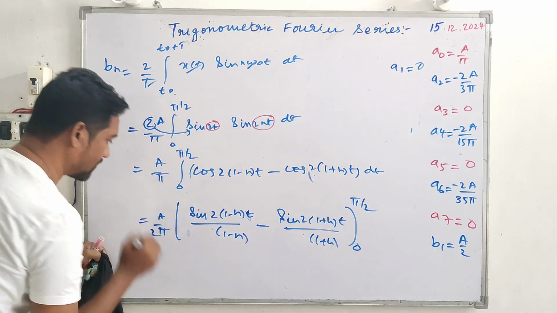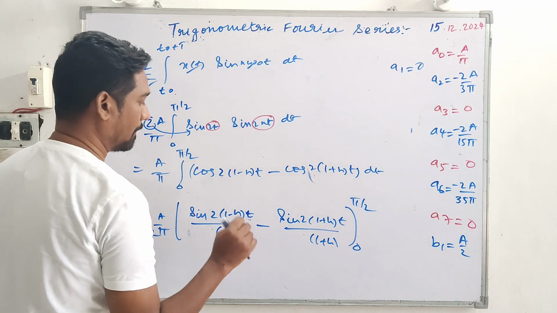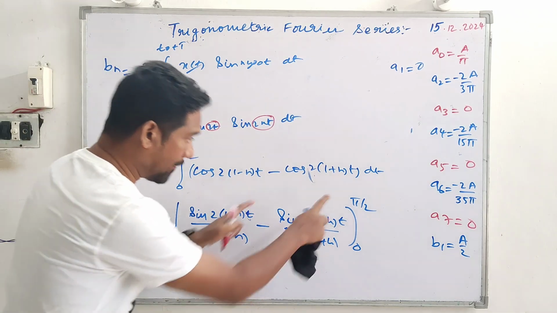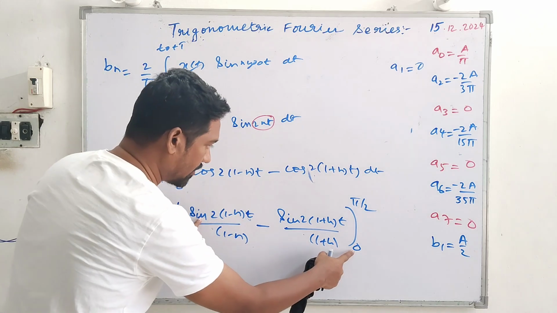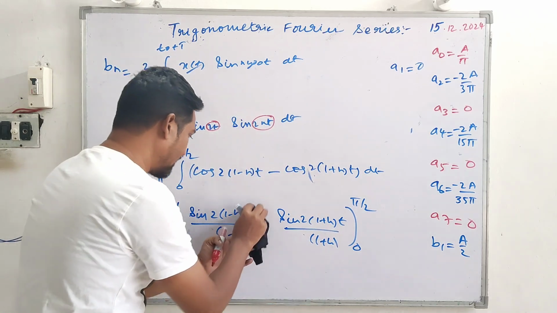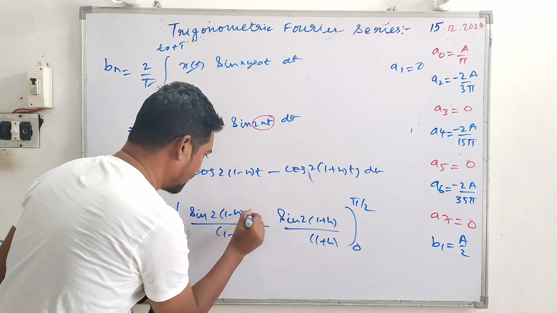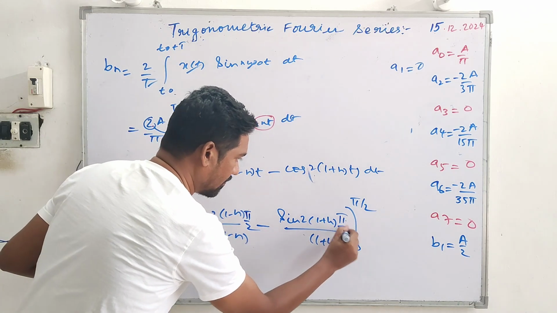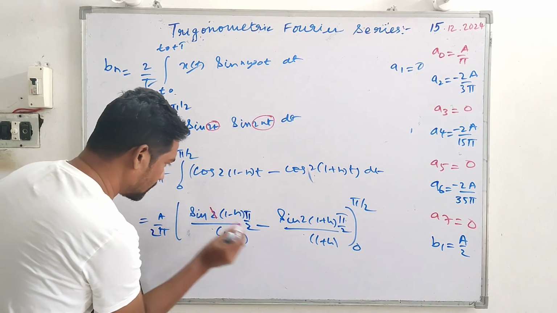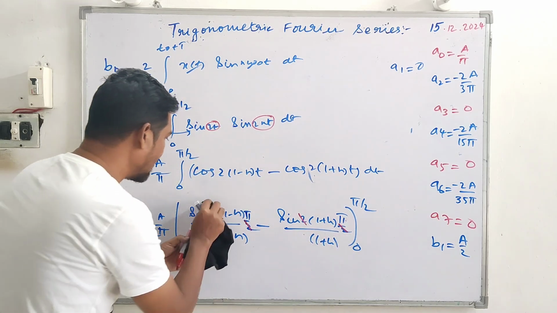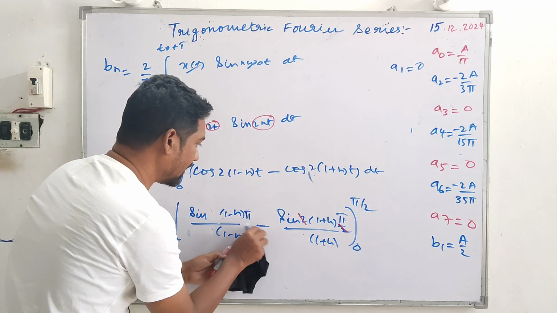Anyways, this result will be 0 for any values of n equal to 2, 3, 4, 5. Check it. The upper limit, sine 0, lower limit is anyway a 0. Plugging in the upper limit, for both the terms the upper limit is pi by 2, isn't it? Here this 2 gets cancelled, this 2 gets cancelled. Alright, so it's sine n pi.